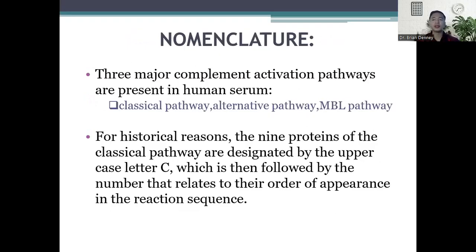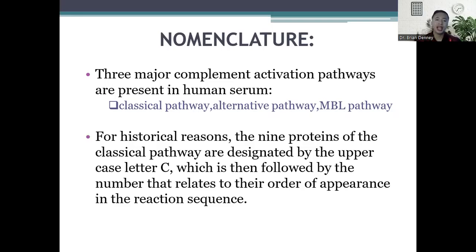So before we move on, I want you to know that complement proteins were not named after a particular person, or just by the thought of an author. They were actually named based on a particular nomenclature. So we have to follow a certain naming process for these complement proteins.